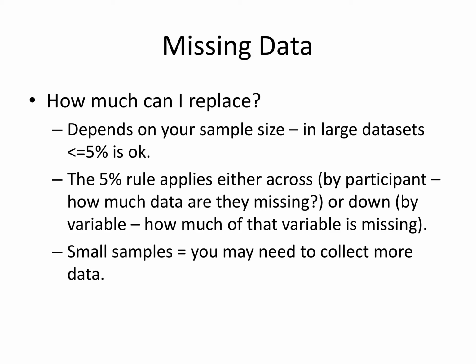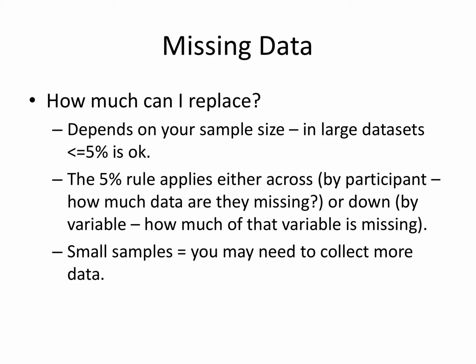So we'll talk about analyzing by participant. How much data is the participant missing? Or down, how much of that variable is missing? We don't want to estimate more than 5% of the data for participants or for variables. This is why it's important to look at the data both ways. A participant might be missing 10% of their data, but the variable only missing 1%, but you still don't want to estimate that one participant. That means you need at least 20 data points for a participant to get a good estimate, and at least 20 participants for each variable.